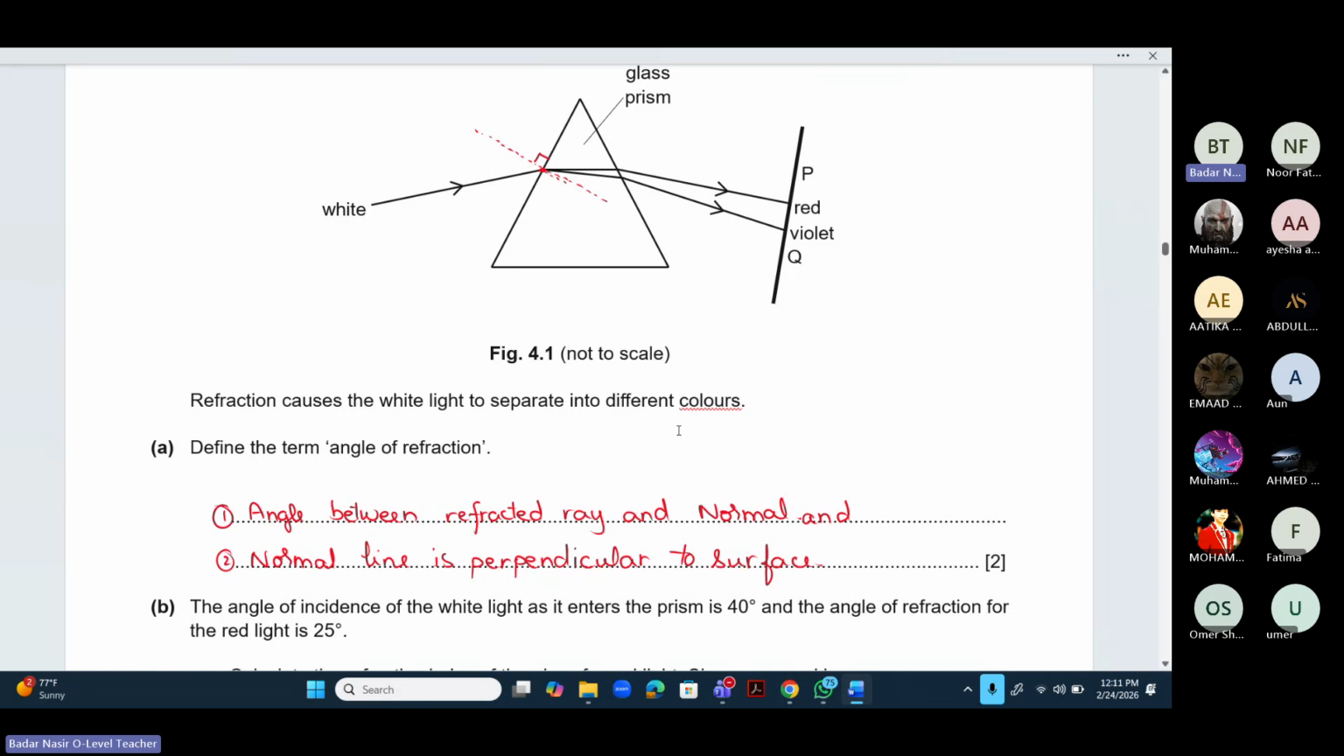ठीक है. So it is the angle between the refracted ray and the normal, and the normal line is actually perpendicular to the surface. So this is normal. This is your incident ray, and this one is the. These two are actually your refracted rays.